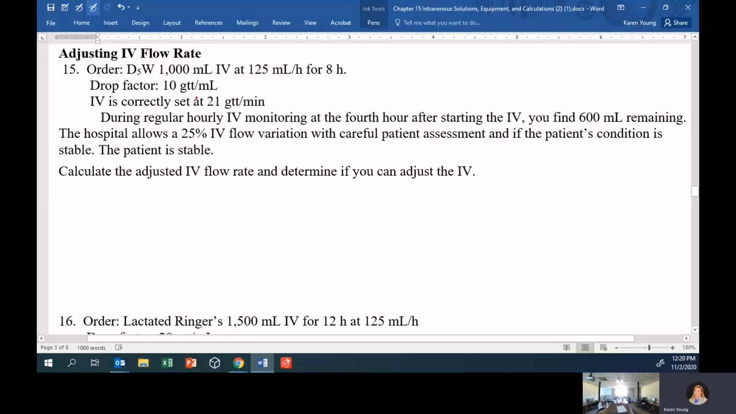So this one says that we have an order for 1,000 milliliters.